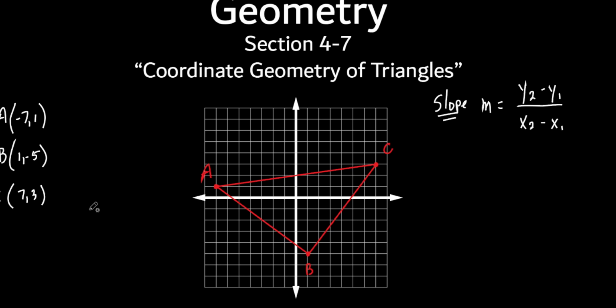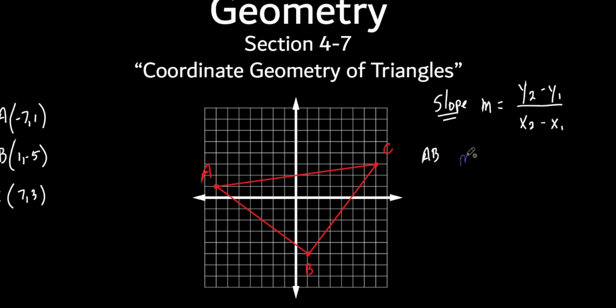So let's do that. Let's find the slope of all 3 of these sides. And I want to show you something about that. Let's do AB first, from here to here. There are my points right there if you want to remember what those points are.